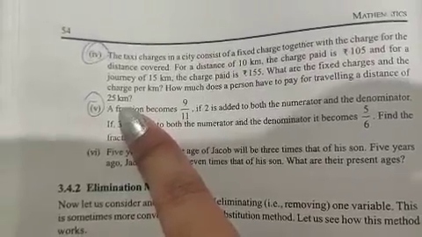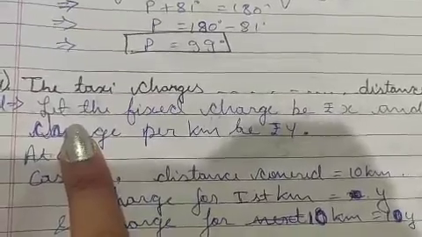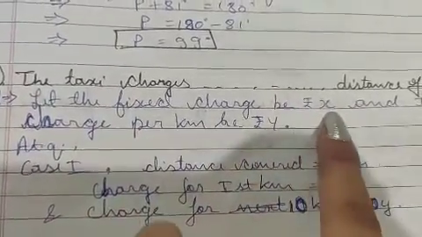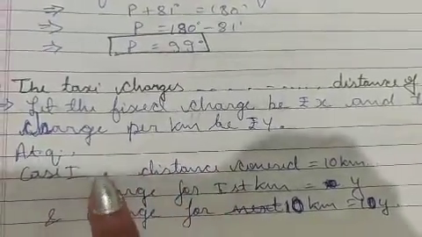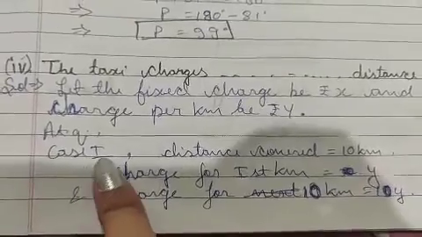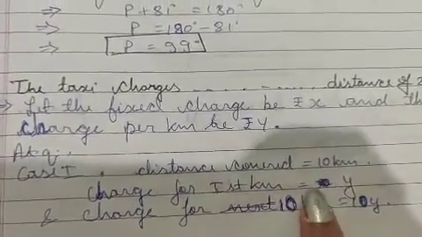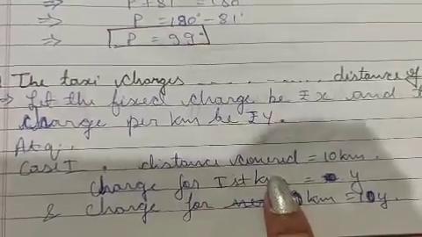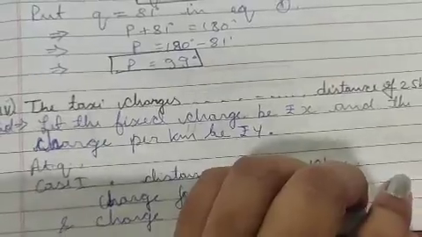Okay, so let us see the solution of this question. I have told you what we have to assume. Let the fixed charge be x rupees and the charge per kilometer be y rupees. According to the question, in the first case, one has covered 10 kilometers. The charge for 1 kilometer will be y, and the charge for 10 kilometers will be 10y.